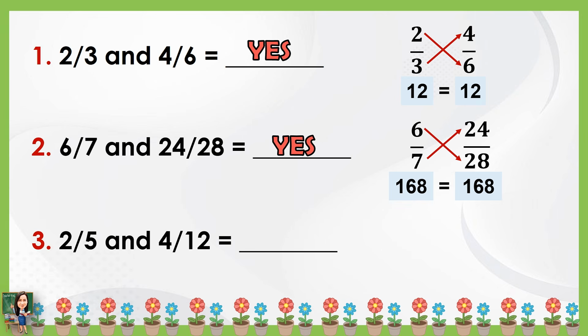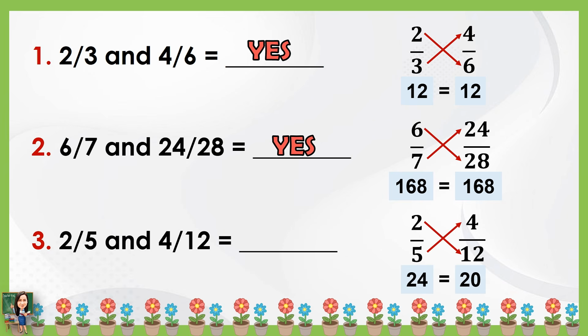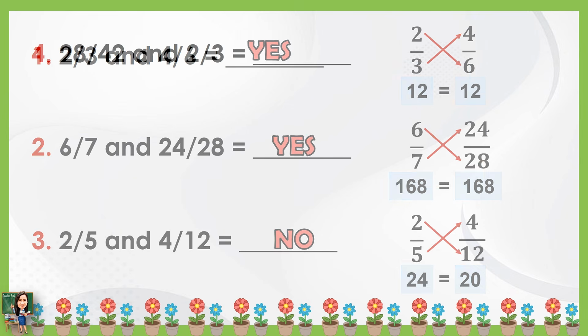Number 3. 2:5 and 4:12. In fraction form, 2/5 and 4/12. Get the cross products. 2 times 12 equals 24, and 5 times 4 equals 20. Is it proportion or not? Very good. The answer is no. It is not proportion.